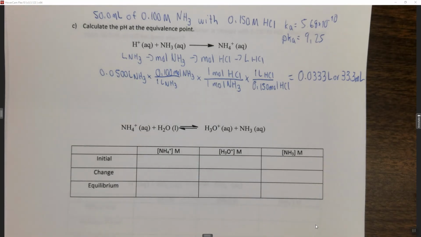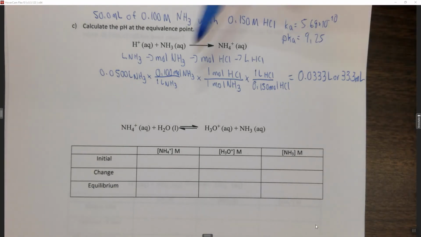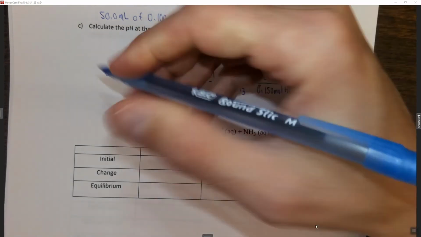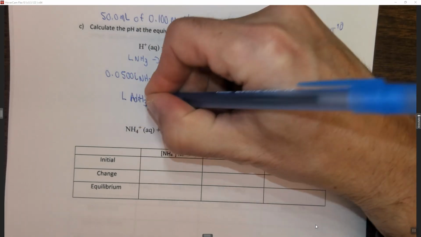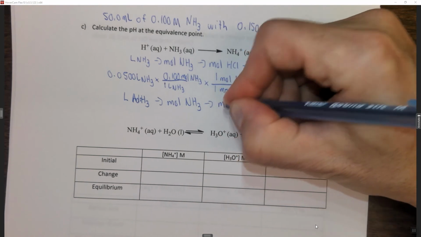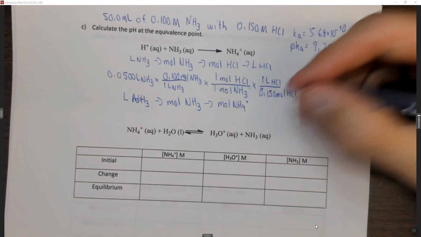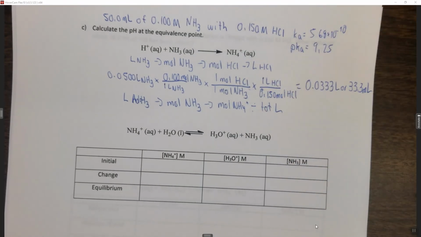Now we need to find the concentration of NH4 plus. Well, it turns out that all of these moles are equal. The moles of NH3 and the moles of NH4 plus are equal. So if we convert liters of NH3 to moles of NH3, we can then convert it to moles of NH4 plus because they're 1:1. This forms one of this, and then we can divide that by the total liters, and that'll give us the molarity of NH4 plus.